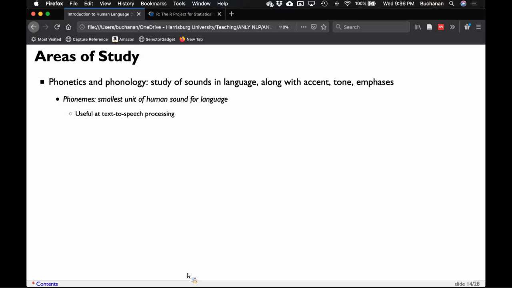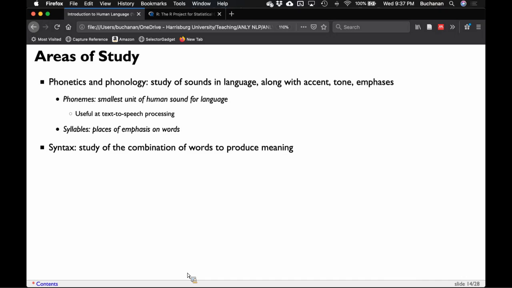So emphasis is useful in text-to-speech processing and other ways, like read aloud systems, but also things like Dragon, where I talk to it and it types it out. Syllables are our emphasis systems. Okay, different languages have different syllables.